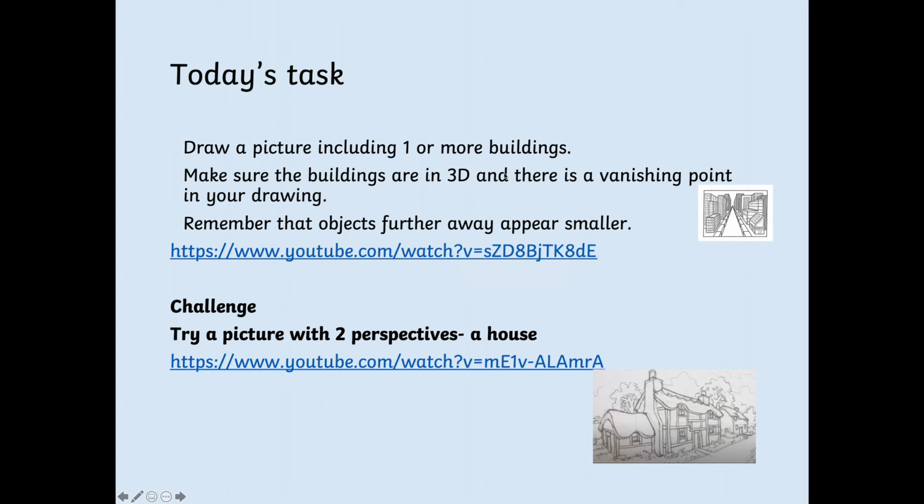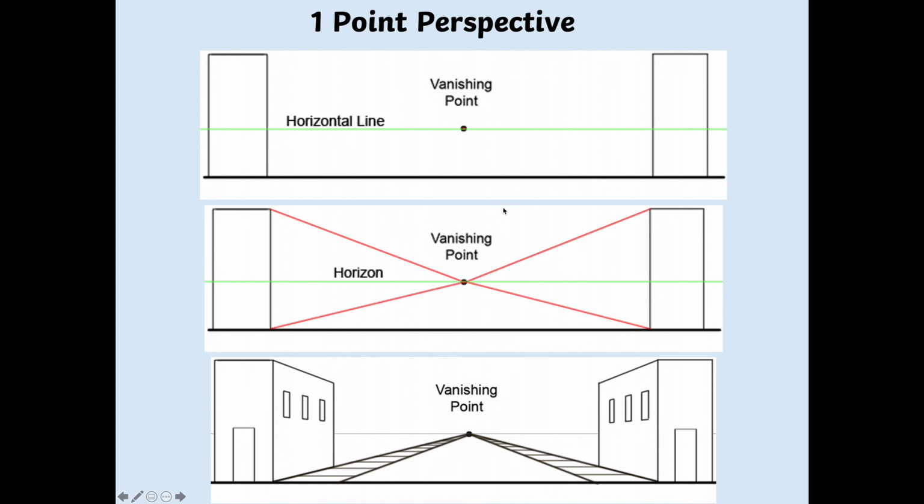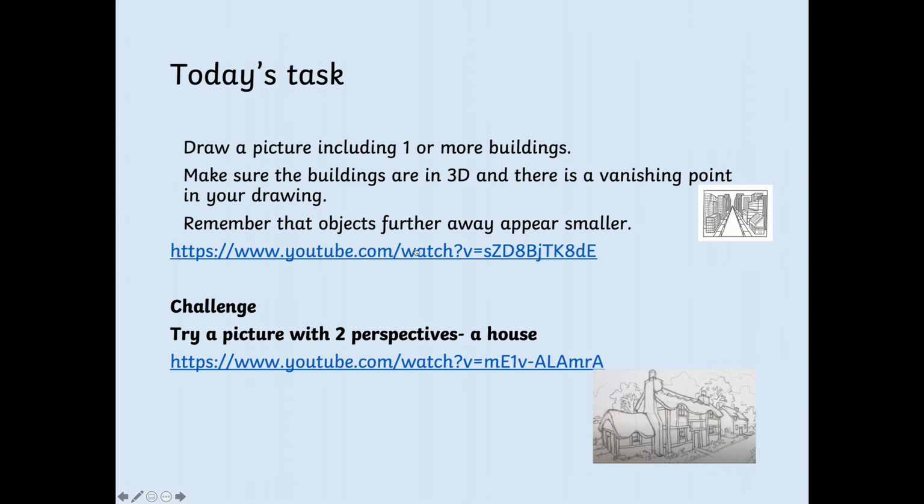Today's task: you've got either the first task, which is a step-by-step YouTube video on how to draw a street in 1-point perspective, and it can include one or more buildings. Now, if you want that as a really simple version, I'd suggest going back to here and having a go at this, and you can do it as you wish. If you want a slightly more challenging version, have a go at the YouTube video here. If you have done this before or want more of a challenge, have a go at this YouTube video, which is to draw a 2-point perspective drawing. So again, this house here has got a perspective point over here and a perspective point over here, so it's got dual perspective. Okay, have a go at them.